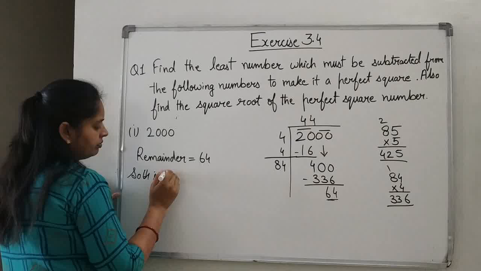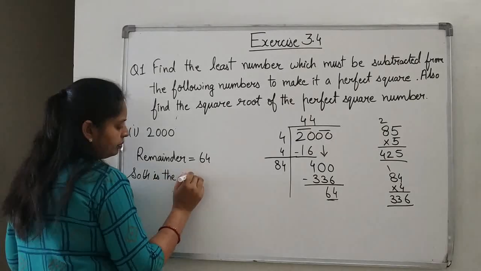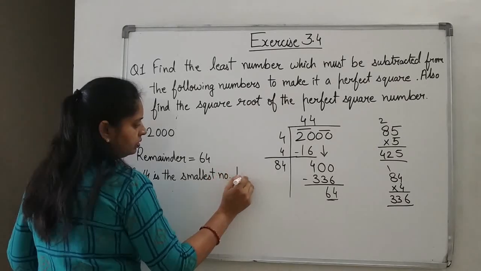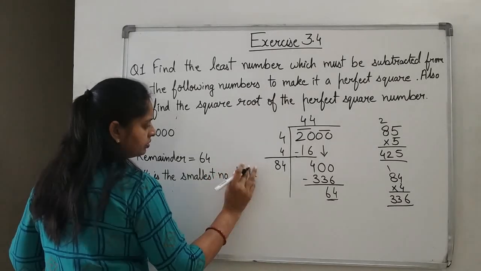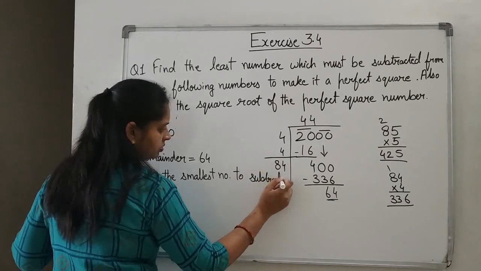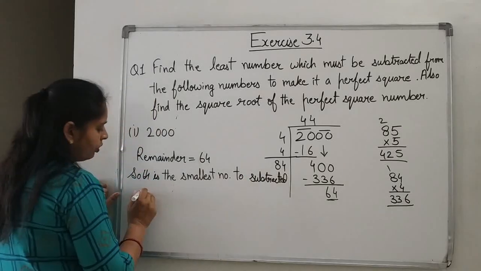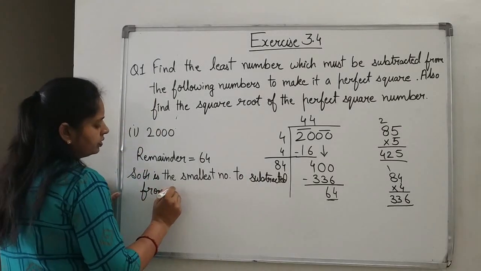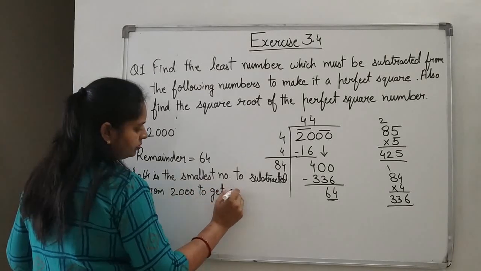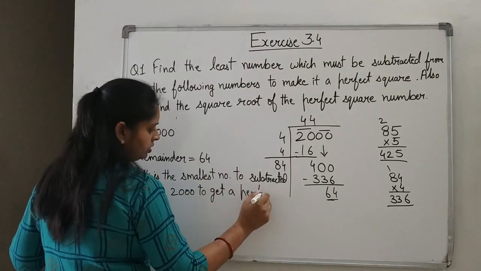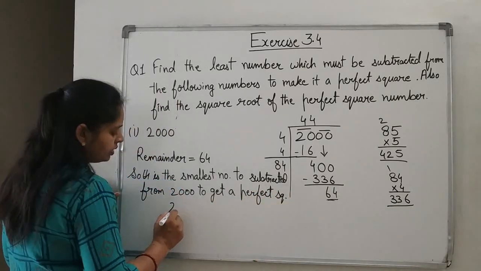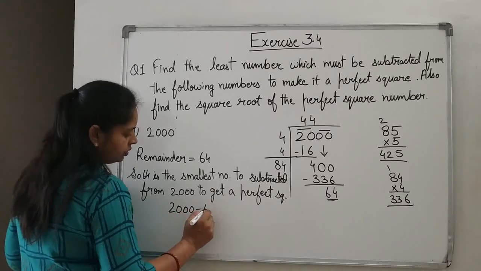is the smallest number to be subtracted from 2000 to get a perfect square, because 64 is extra in this. Okay, so we need to subtract 64 from 2000.